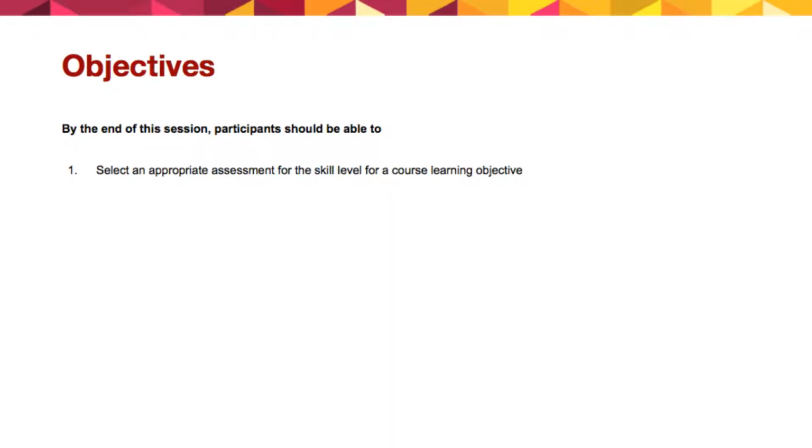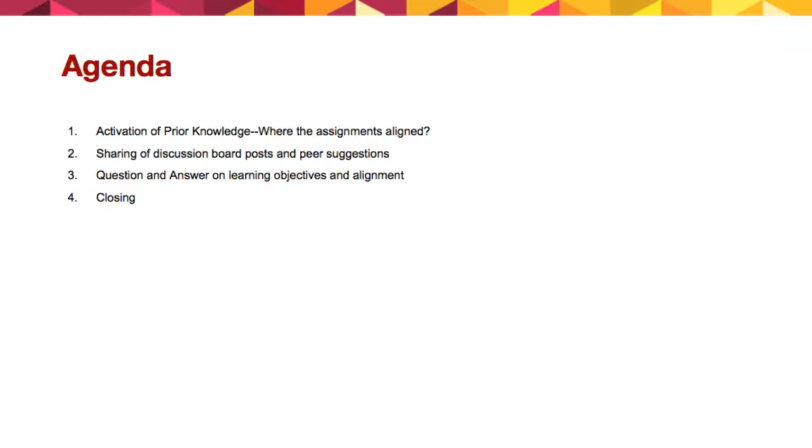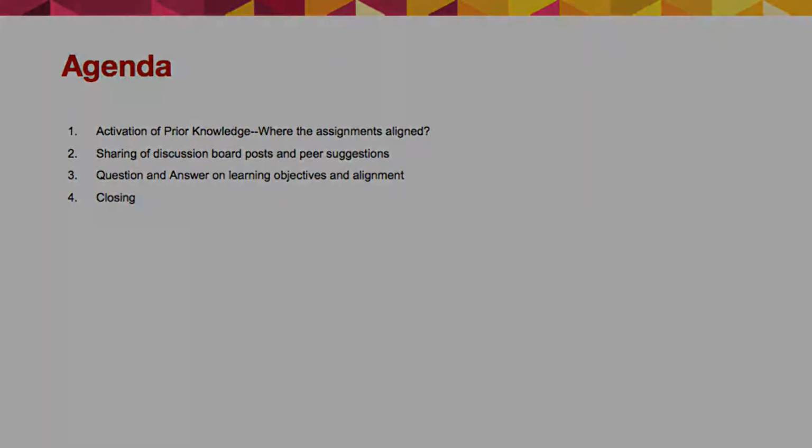What we're going to be doing is you're going to select an appropriate assessment for the skill level for a course learning objective. For our agenda, you are going to be working in breakout groups for the first two assignments, and then we're going to come back together and have an open discussion, because usually there's a lot of questions about learning objectives and alignments. And then we're going to have our closing. So we only have an hour. I know last time it was kind of tight with time, so I took that into consideration for this time, and we'll go forward from there.